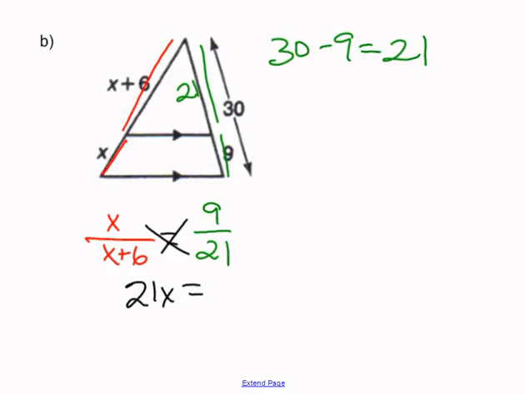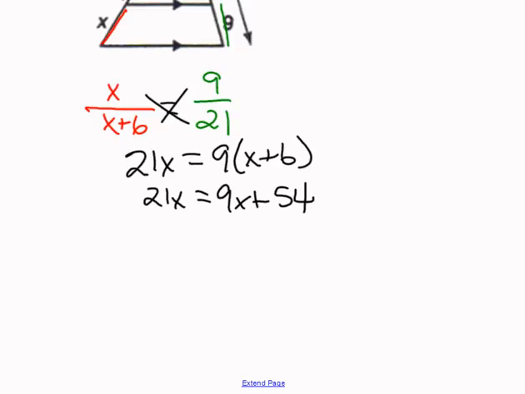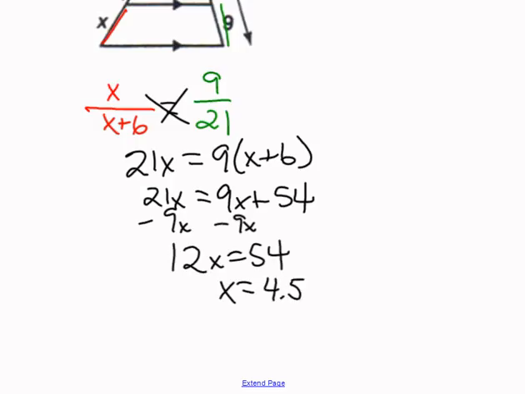So, okay, let's do our math. 21x equals 9 times the quantity x plus 6. 21x equals 9x plus 54. We're going to take 9x away from both sides. End up with 12x equals 54, and x equals 4.5.